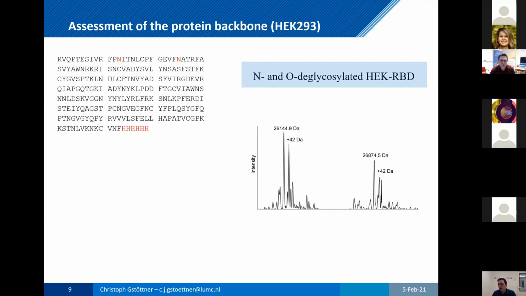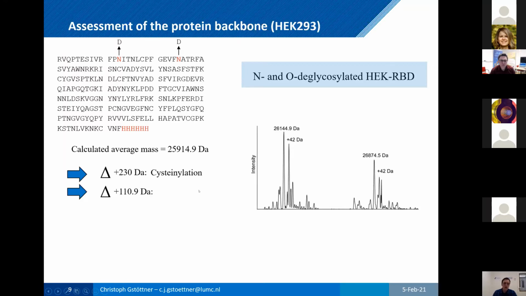If we look then at the HEK cell produced material, you can see that the spectra looks already much more complex, and you can also see a +42 Dalton variant. But also overall the mass is 230 Daltons heavier. So if we subtract the core fucosylation, what we also had on the CHO cell produced material, then you can see that we still have a shift of 110.9 Dalton. And if you look it up in literature, this fits quite nicely to a pyroglutamate.